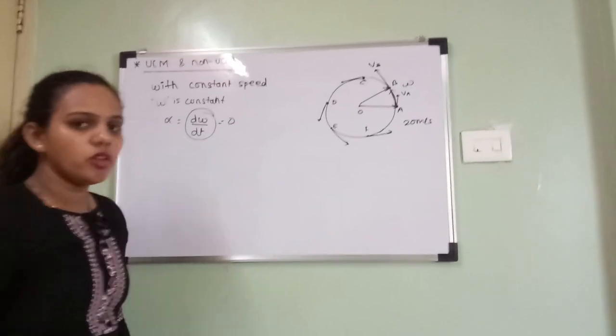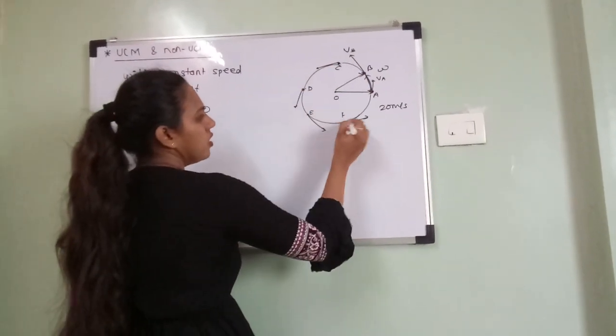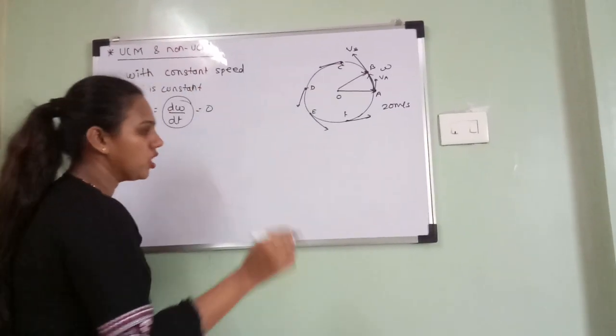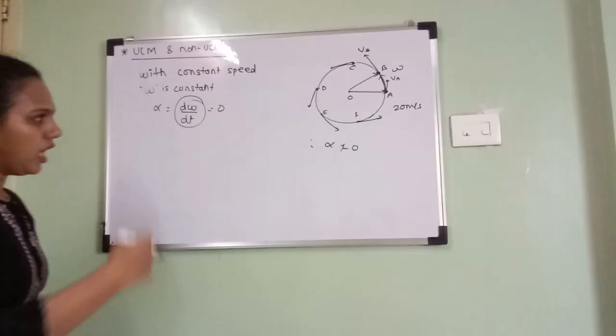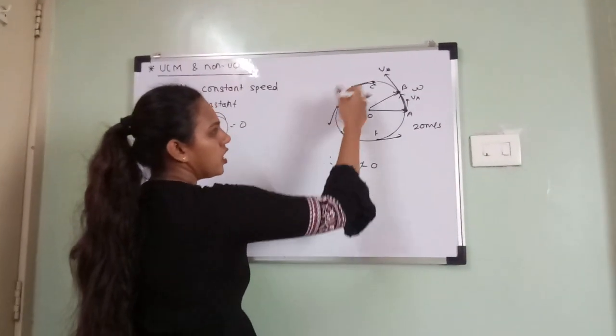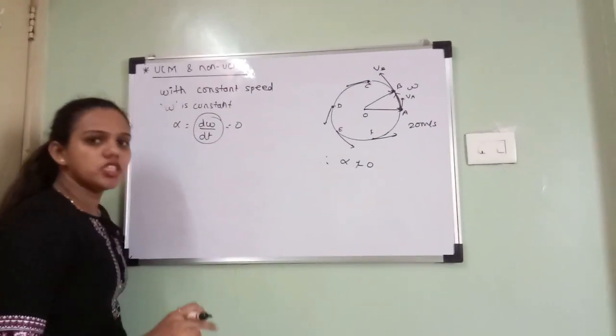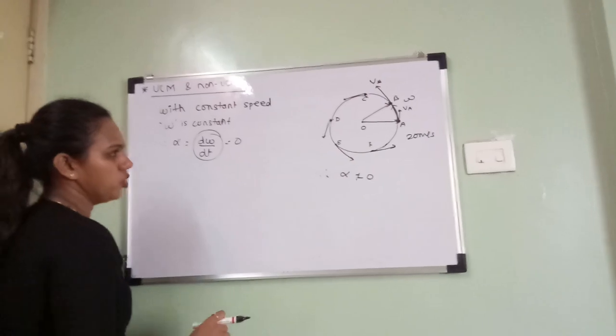But in case of non-uniform circular motion, what will happen? At each and every point the value of V is changing. So therefore alpha will not be equal to 0. Right? I will cover those points again, but just see the concept. Again, work done by this tangential force is equal to 0 in UCM. It is not equal to 0 in non-uniform circular motion.